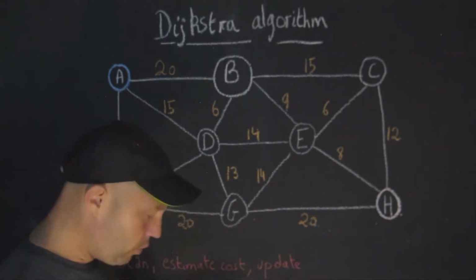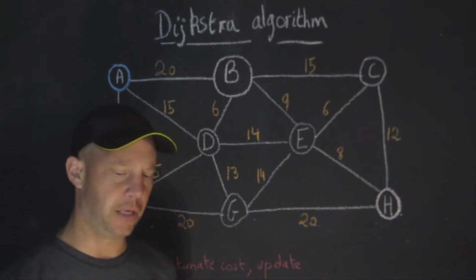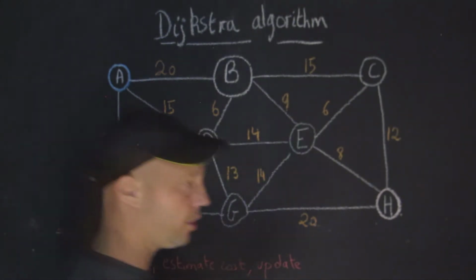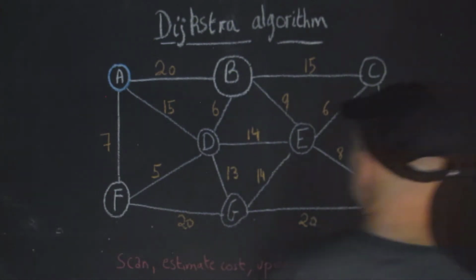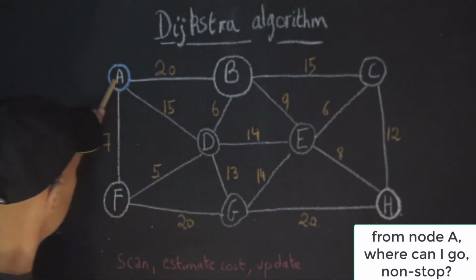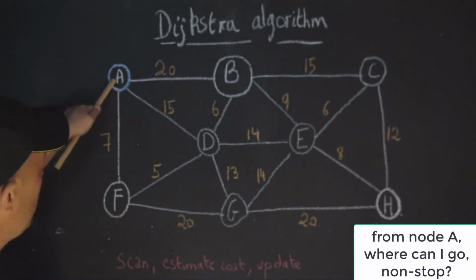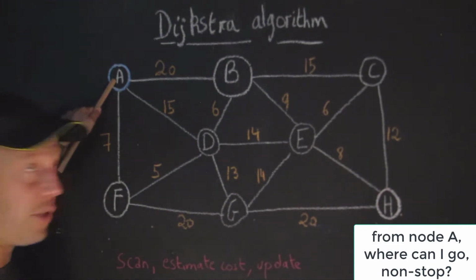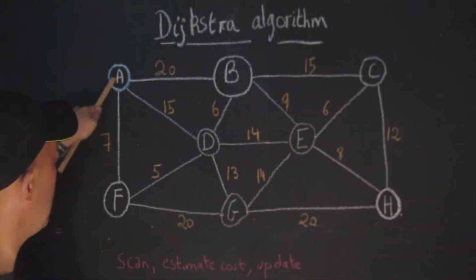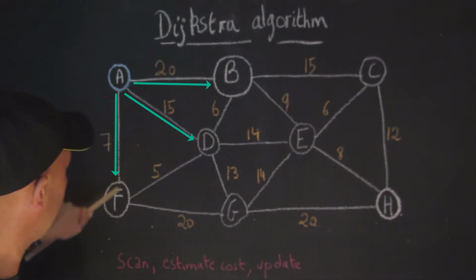So let's do a first step here together. I'm going to take another chalk. Okay, this one, and I'm going to start with A. So with A here, this is step number one. From A, where can I go in a non-stop? Remember, we talked about non-stop before. I can go to B, I can go to D, and I can go to F.